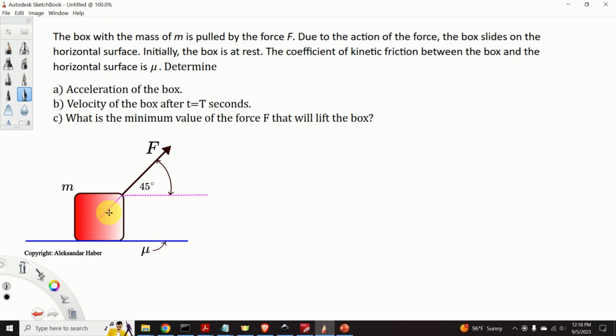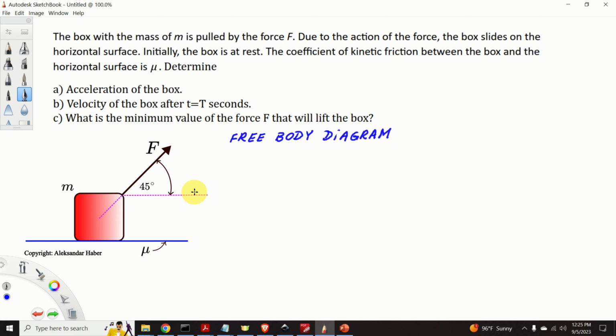Here is the problem formulation. The box with the mass of m is pulled by the force F. Due to the action of the force, the box slides on the horizontal surface. Initially, the box is at rest. The coefficient of kinetic friction between the box and the horizontal surface is mu. Determine A. Acceleration of the box. B. Velocity of the box after t is equal capital T seconds. And C. What is the minimum value of the force F that will lift the box?